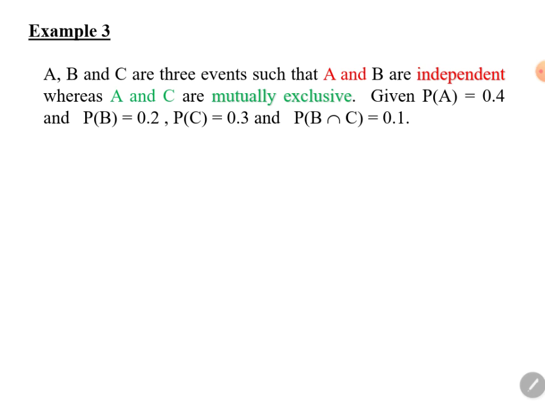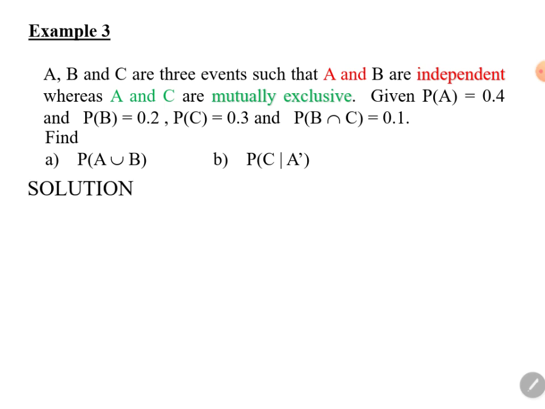Okay, now they say that A and B are independent, A and C mutually exclusive. Remember what is independent? Remember what is mutually exclusive. Given probability of A equal to 0.4, probability of B equal to 0.2, probability of C equal to 0.3, and probability of B intersect with C equal to 0.1. Find probability of A union with B. Now, they say that A and B are independent. So, what can we say about A and B?